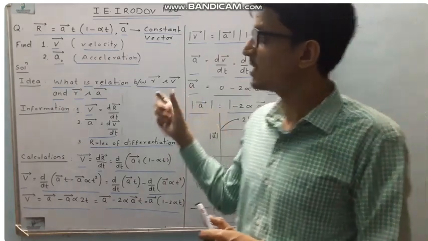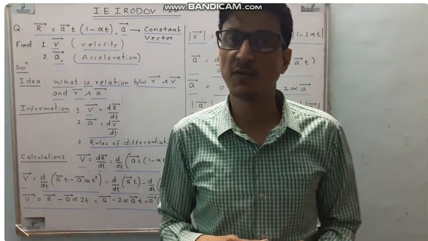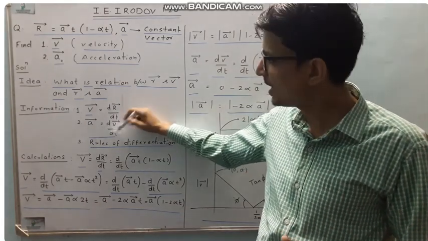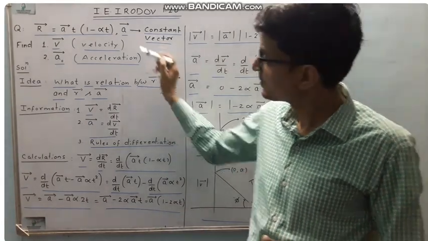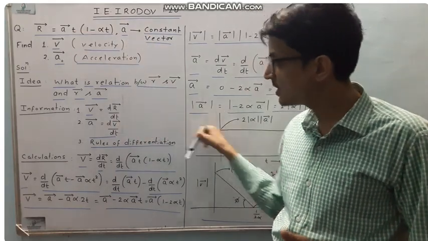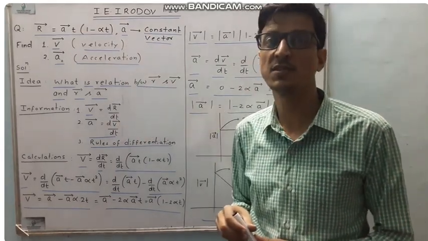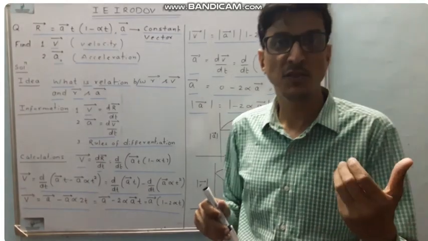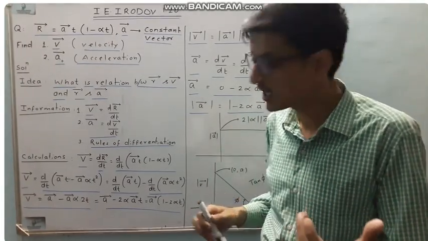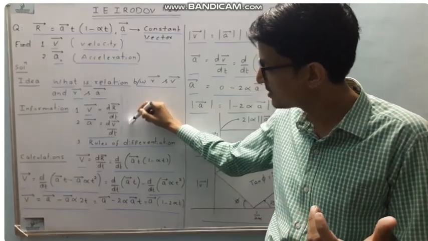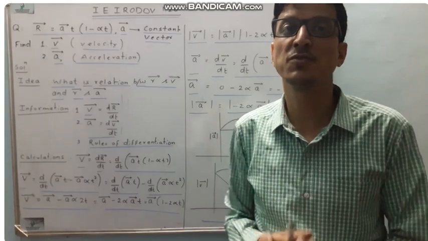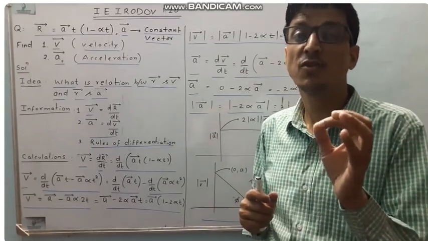So the idea is the relation between position vector and velocity. We know from the definition that vector v is dr by dt and vector a is dv by dt. Since it involves differentiation, we also need to learn the rules of differentiation. If you have learned them, you are able to retrieve all the data of this information. Only then will you be able to solve this question. So there comes the role of information.